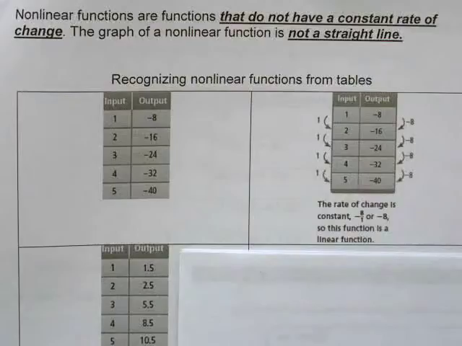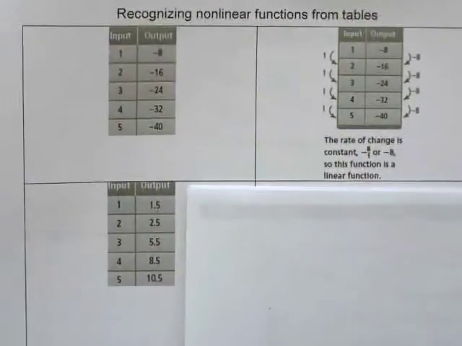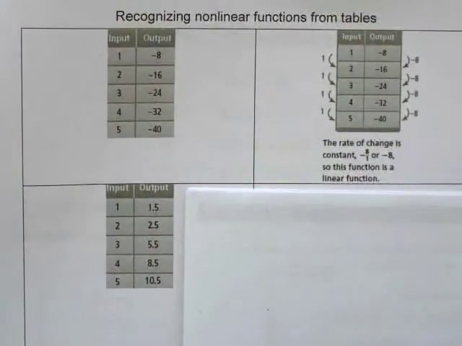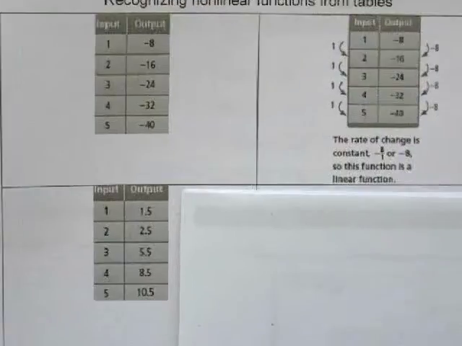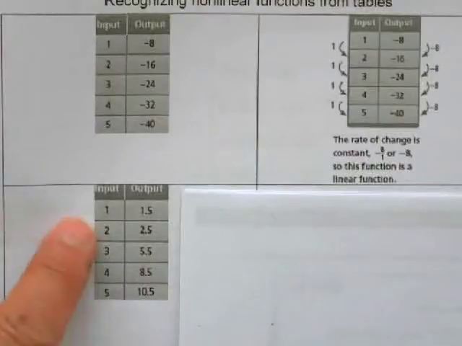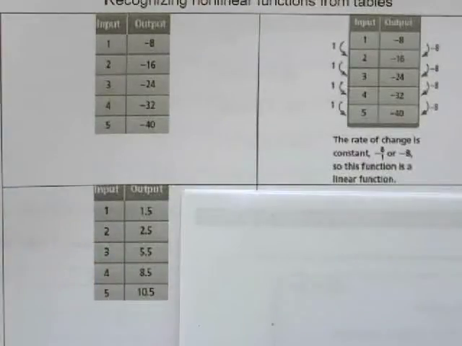All right, I'm going to slide this up so we can take a look at our second table. And once again, do we have, I'm going to make this a little larger, a constant rate of change? Well, on my inputs, apparently I do, between 1 and 2, 2 and 3, 3 and 4, 4 and 5. How about on my outputs?